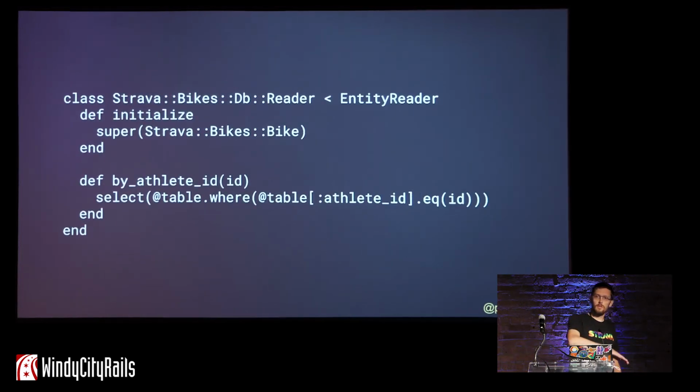So if we step back out to our bike database reader, we can now build on this functionality to create more complex queries that are specific to our service. For instance, when we want to actually load all bikes that belong to a particular athlete, this kind of query building is easy to accomplish. It just takes a little getting used to the new syntax.